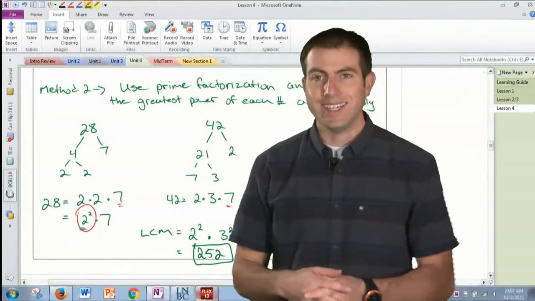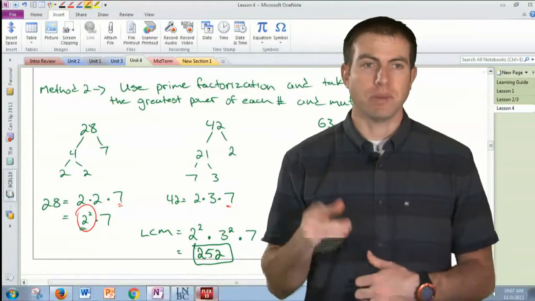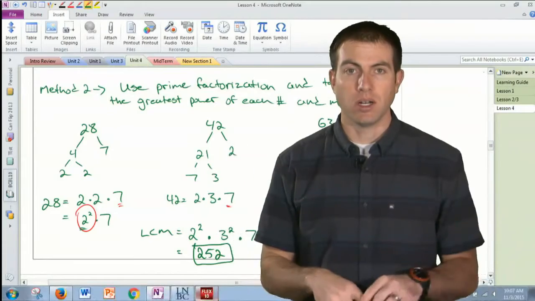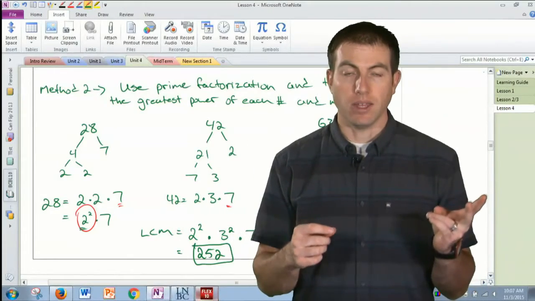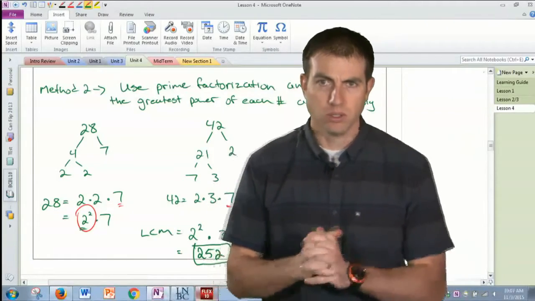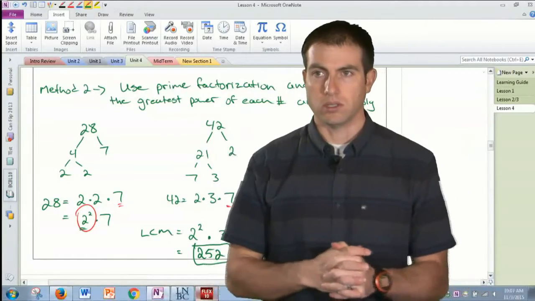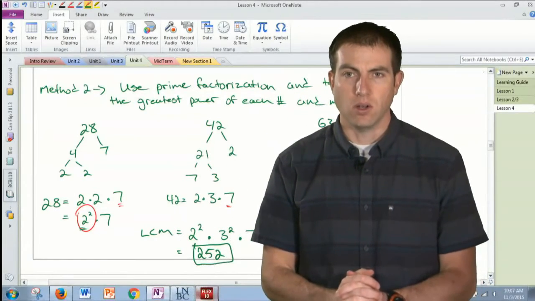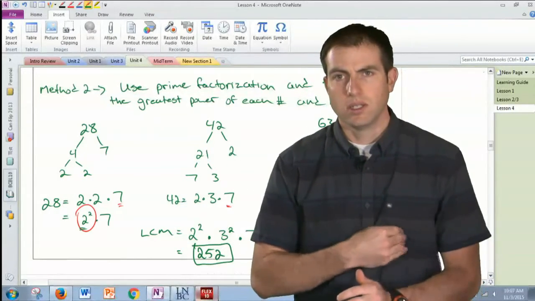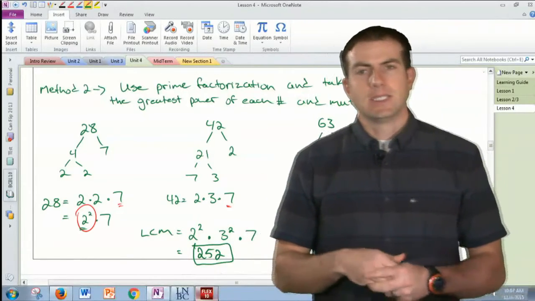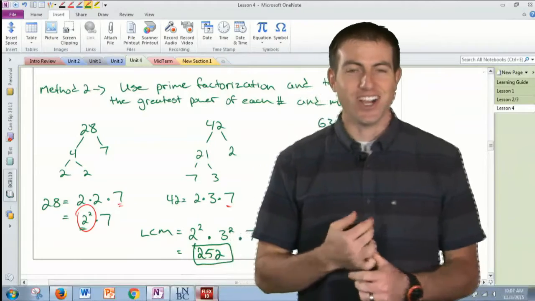So, you know what? In chat, I want you to write which method you like better. Did you like method 1 better or method 2? Just need to put in a number, 1 or 2, and then hit enter. What do you think? 1 or 2? Chloe's going with method 2. Taylor likes method 1. Not sure yet. You're undecided.